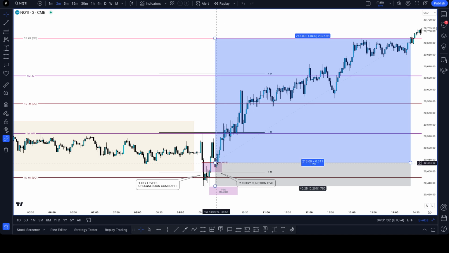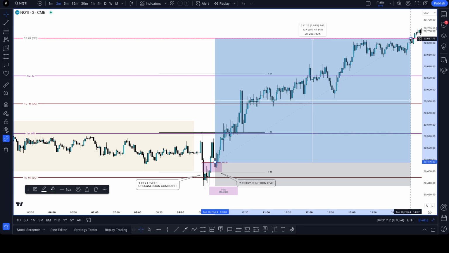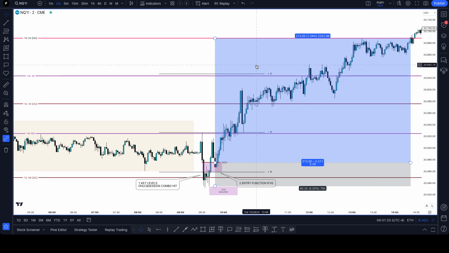And then price moves up. And in about 4 hours and 30 minutes, price delivers to the daily distribution level, netting a $213 move.